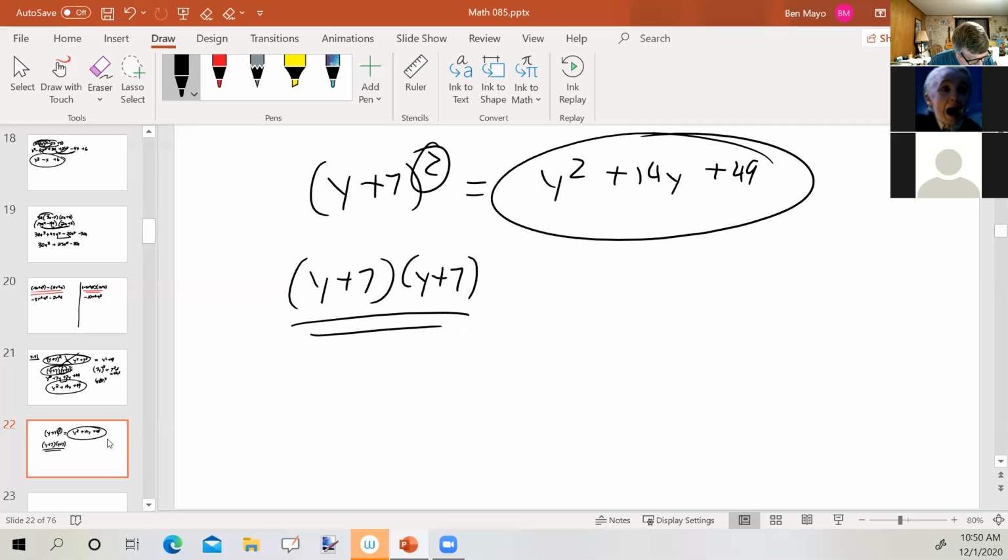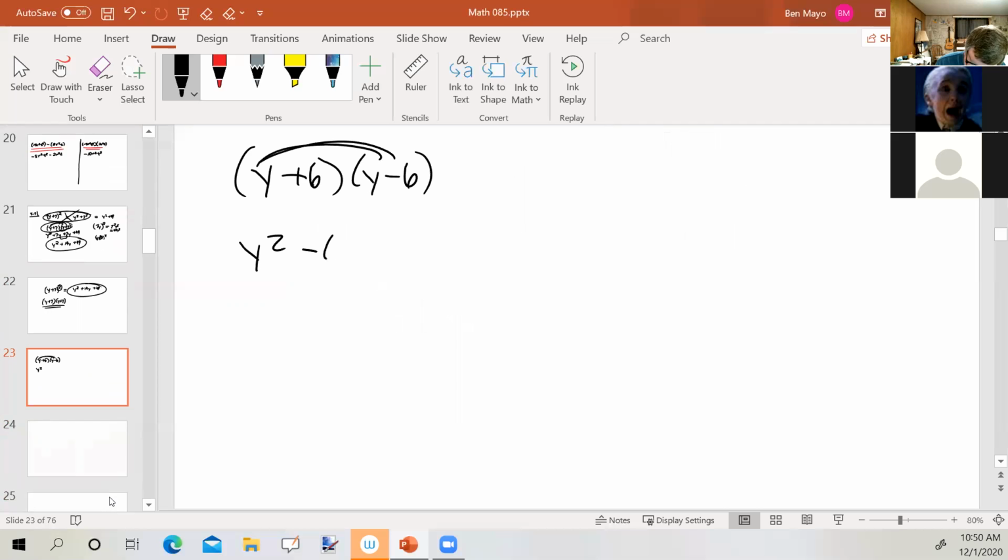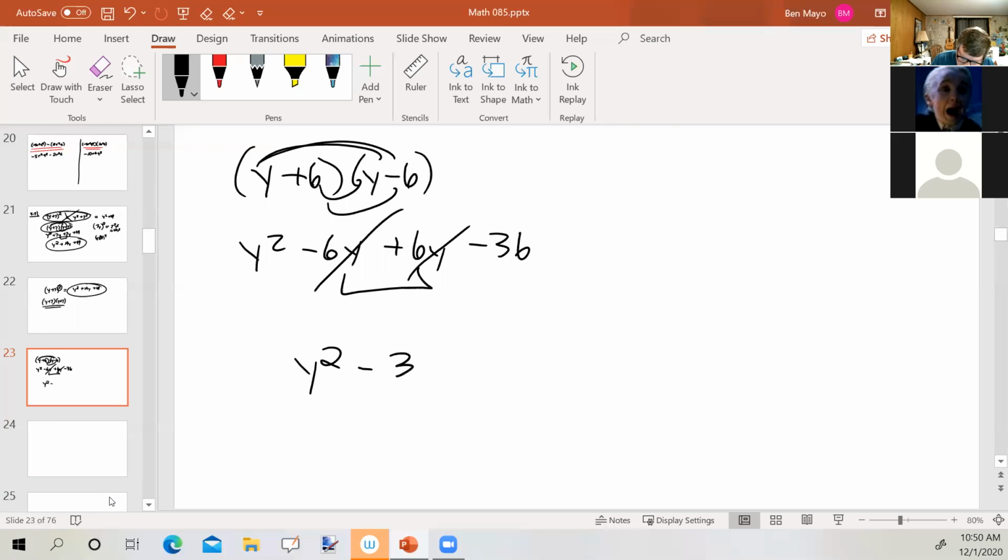All right, now suppose we've got something like this: y plus 6 times y minus 6. And we FOIL this together. We get y squared minus 6y plus 6y minus 36. But when we combine like terms, the 2 middle terms cancel out, and we end up with y squared minus 36.